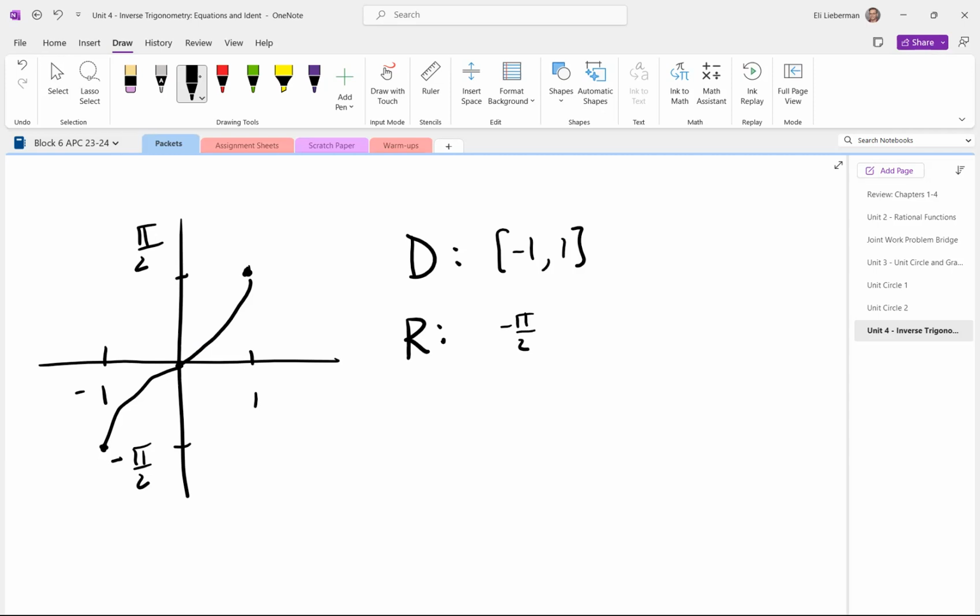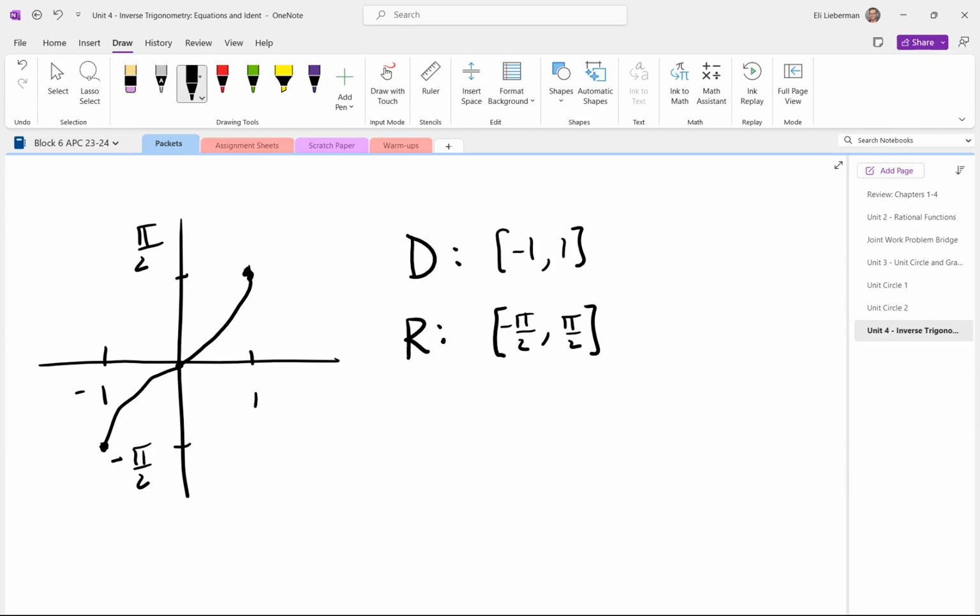-pi/2. The other side, -pi/2. Is this a closed or open interval? It's closed, isn't it? We have points right there. Are we good with this? Domain and range? Ladies and gentlemen, you have a new parent function.